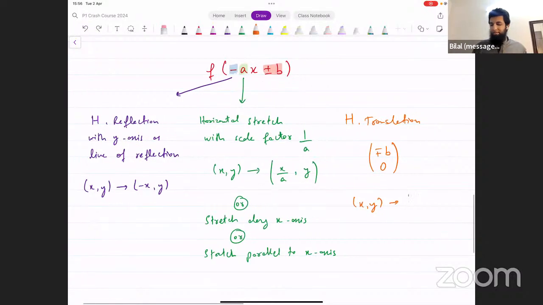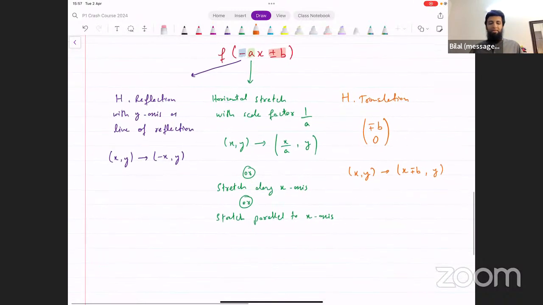Okay. And similarly, if you have an (x, y) point, where does that go? The x coordinate changes to x minus plus b, and the y coordinate remains the same. These are the three horizontal transformations you could have.